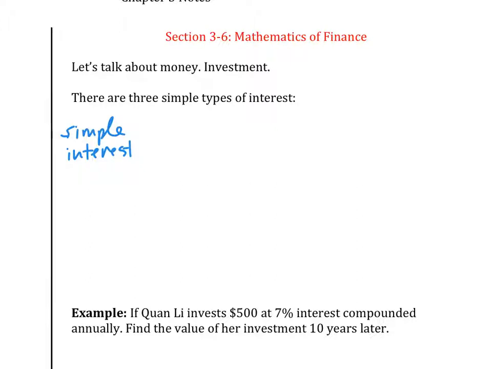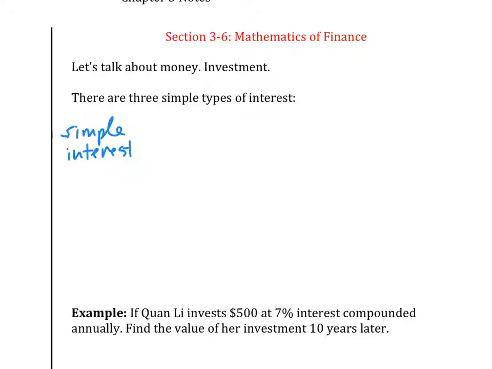So for example, if you put $100 in and they said at the end of the year you get 2%, then at the end of the year you get $2. That's it. It doesn't roll over as it goes, that kind of stuff. So that's called simple interest.